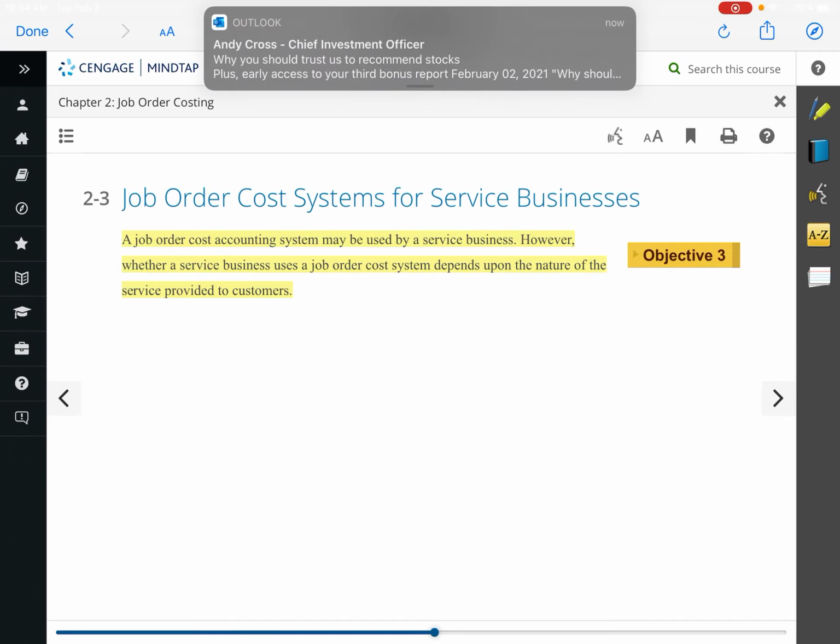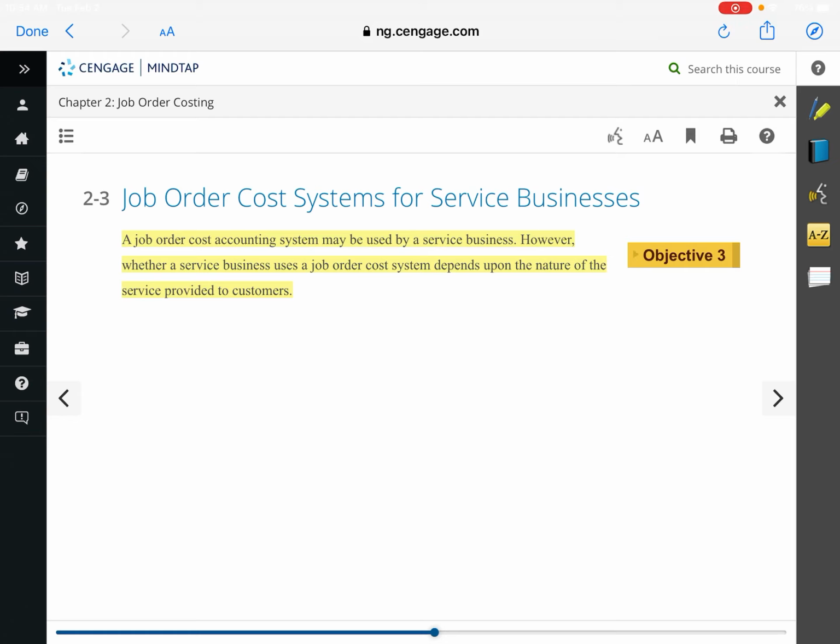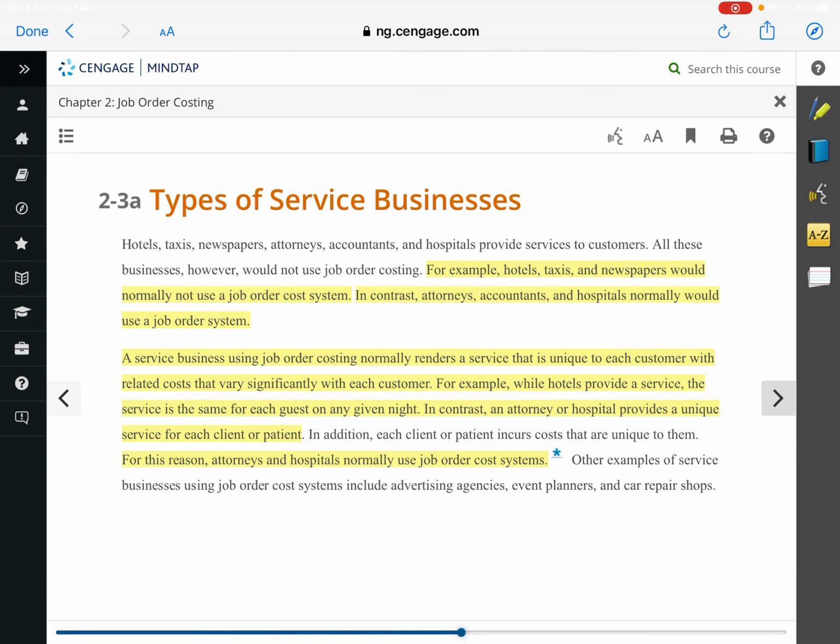All right. However, whether a service business uses a job order cost depends on the nature of the service. So there's some service businesses where it does not make sense to use job order costing. And in that case, they would use process costing. All right. So for example, hotels, taxis, and newspapers would normally not use a job order cost system. Do you guys have an idea why they wouldn't use a job order cost system? There's so many small jobs trying to divide it all. Yep. So, and we're going to get into that as well.